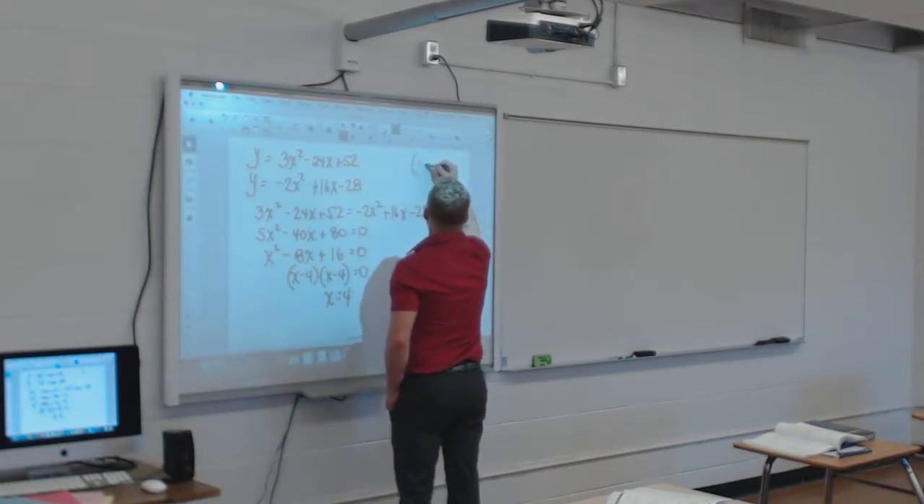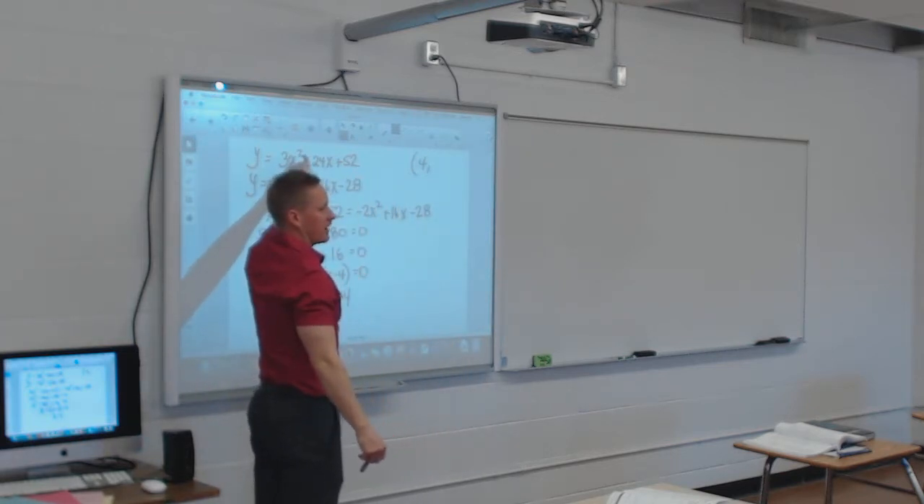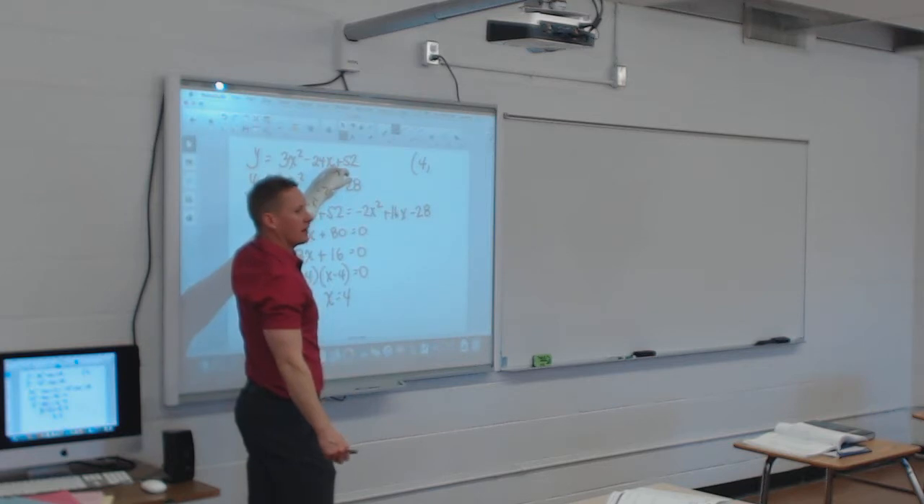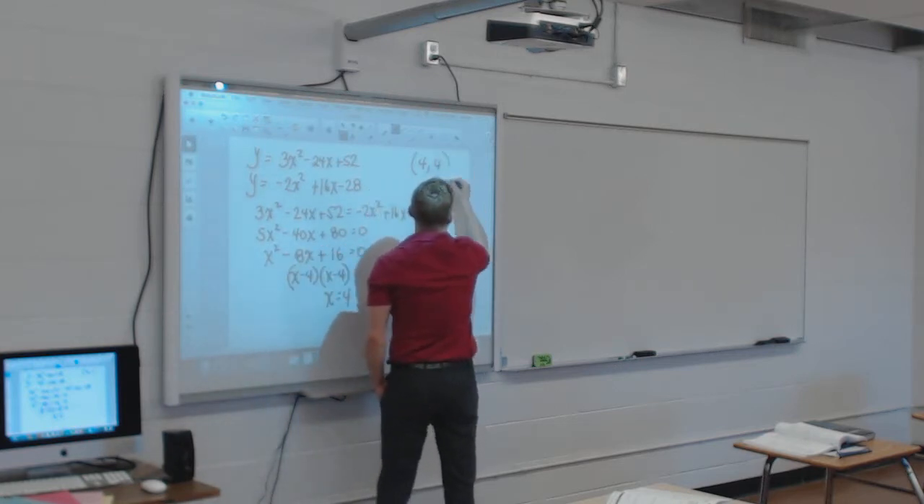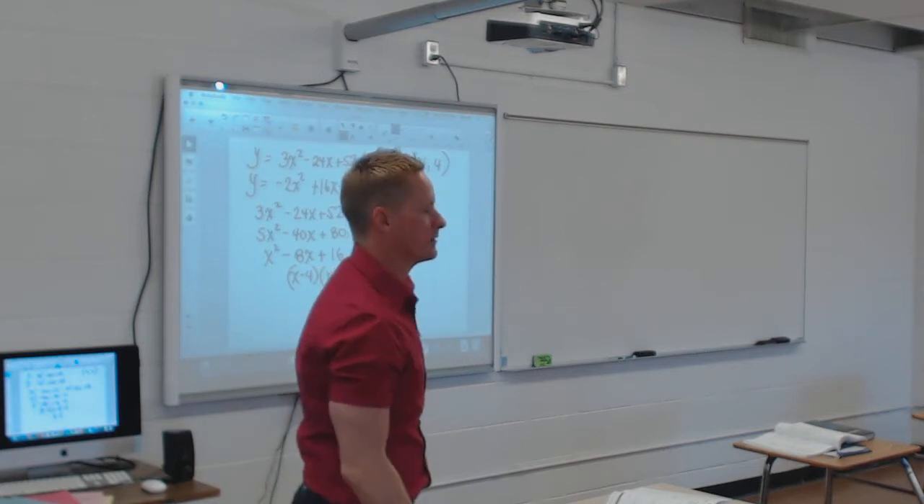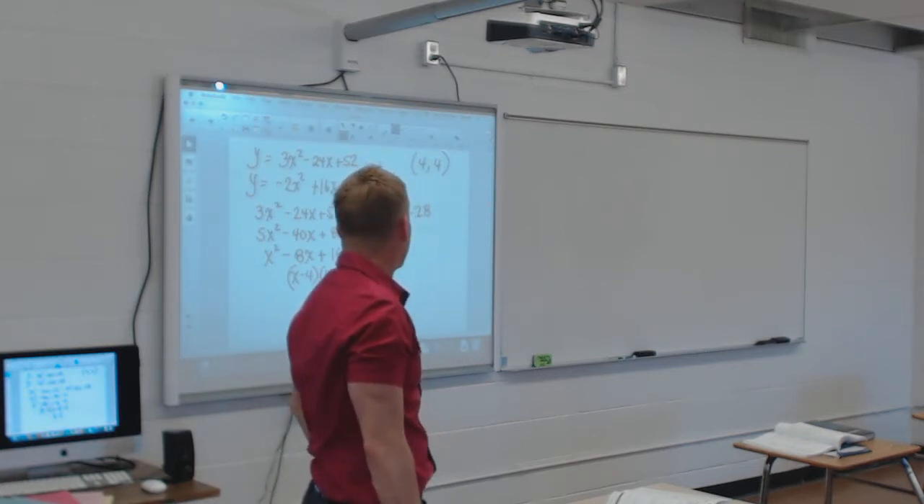So I've got 4. Okay, do this mental math. 4 squared is 16. 16 times 3 is 48. 24 times 4 is 96. So 48 subtract 96 is negative 48. Add 52 is 4. Well done. Okay? 4 and 4. There's your answer. What's the vertex for both of those? 4 and 4. Again, you can check it by graph.